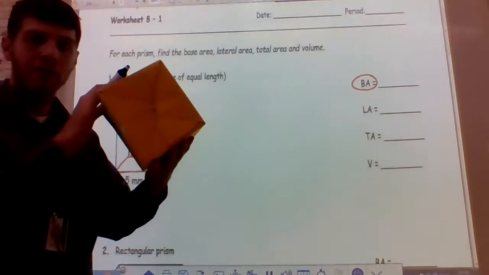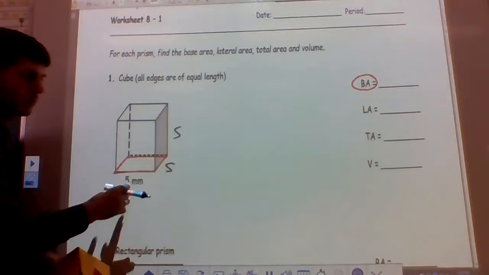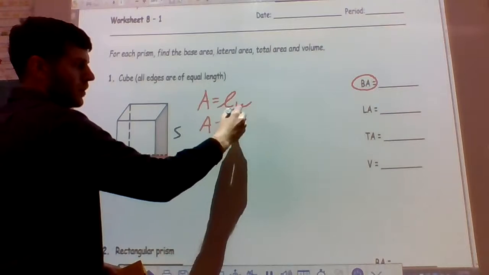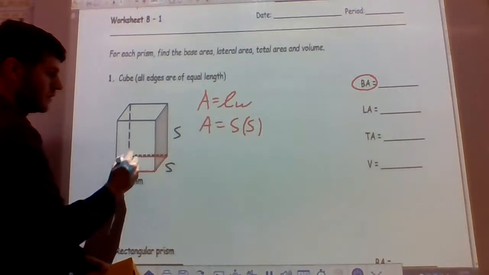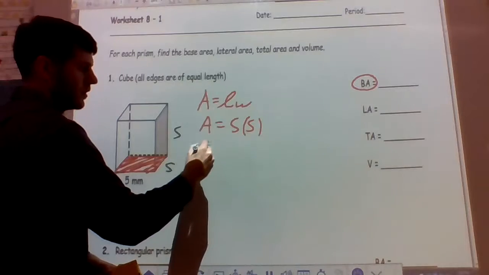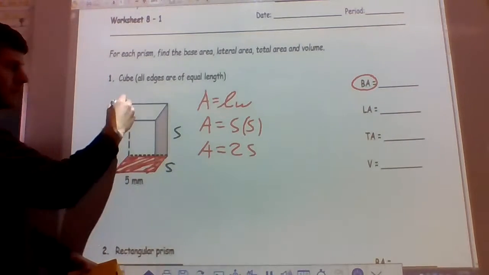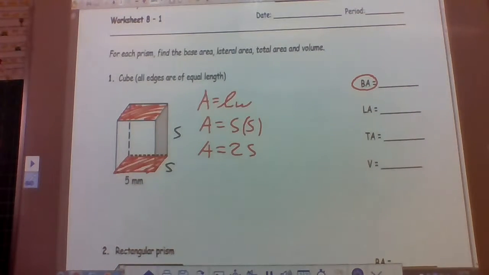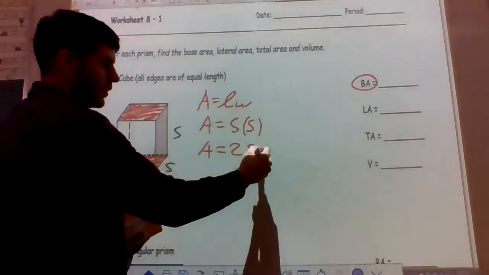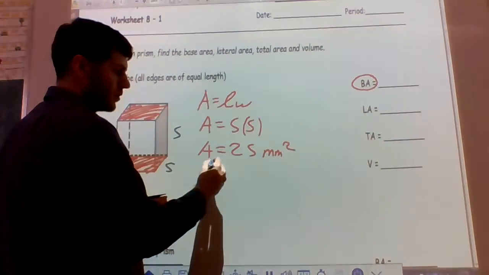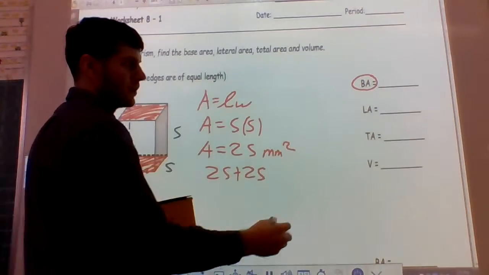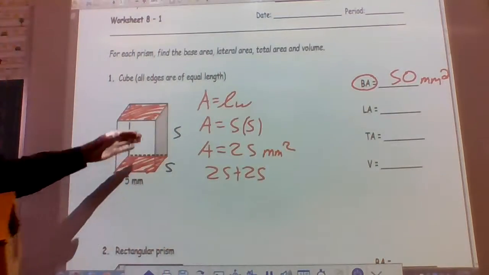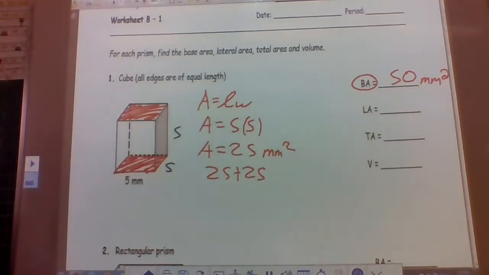Again, the bottom of the cube is a rectangle. Okay, well, it's really a square, but a square is a rectangle. We know the area for a rectangle is length times width. So we have 5 times 5, which is going to give us 25. And the top, the opposite side of the prism, is going to also be the same. So our 2 bases are rectangles. Each of those bases has an area of 25 millimeters squared. So 25 plus 25 is going to give us 50. So the area of the top base and the bottom base added together is 50 millimeters squared.